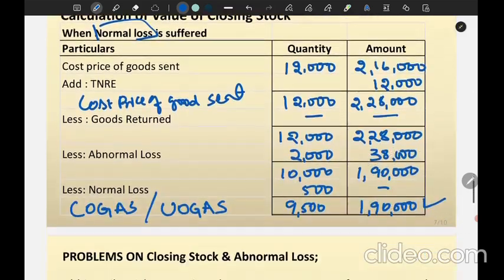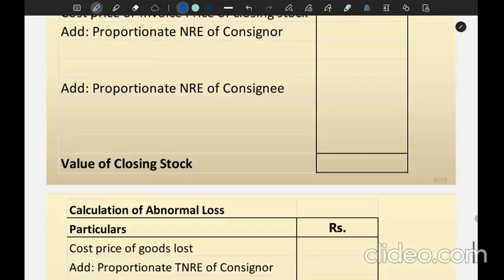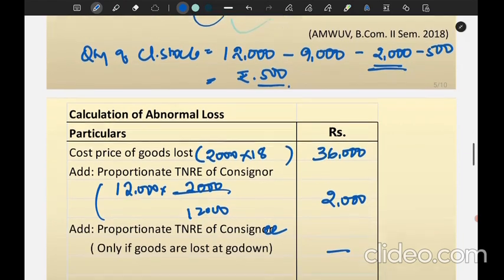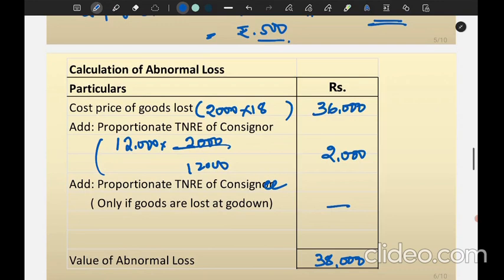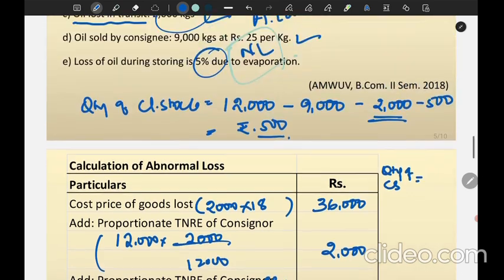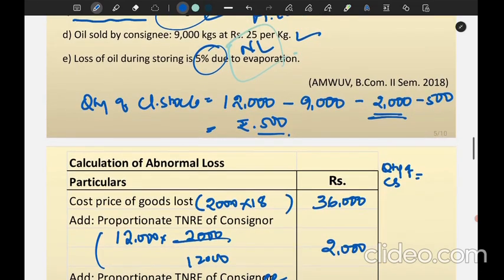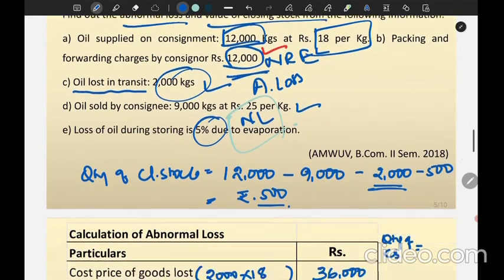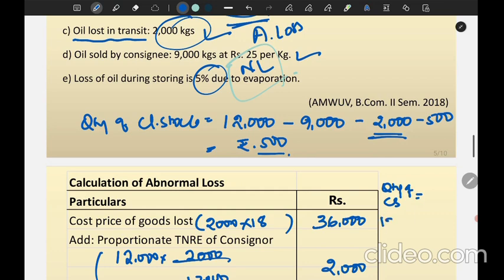And from this, how to determine closing stock? Actually there is no space available here, so I will use it here. Now, first we need to ascertain the quantity of closing stock. First, what is the quantity sent? 12,000. Out of that, nothing is returned.